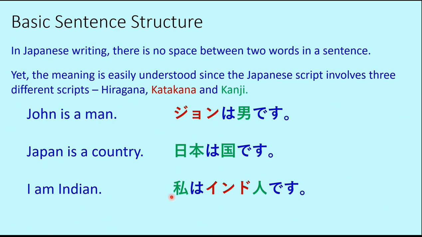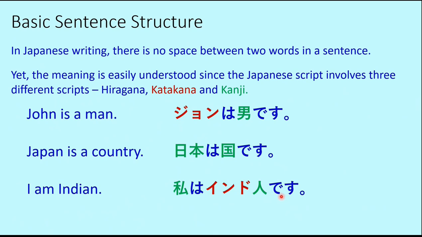I am Indian. This is watashi. This is the kanji for watashi. Although we have not done this, you may remember it from now onwards. Wa in hiragana. Indo, this is again katakana, since Indo is a foreign word for India. And this is the person radical, which is jin. So watashi wa indojin desu. Kanji, hiragana, katakana, kanji, hiragana.